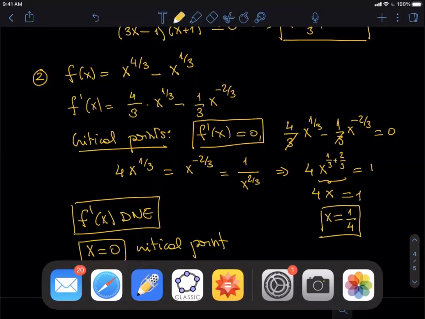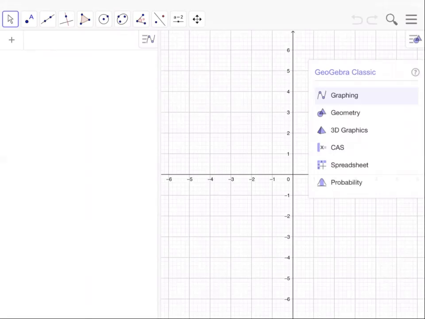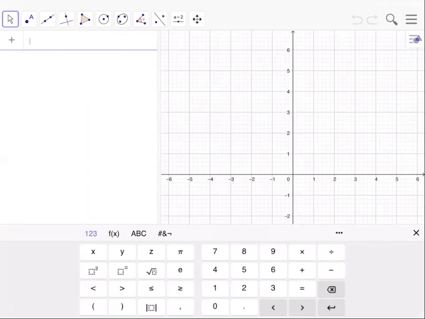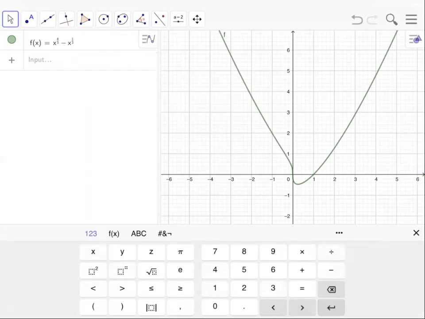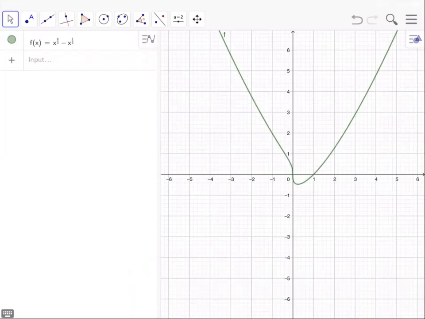Let's plot this function to see what we are computing. So let's say we have x to the power 4/3, and then I'm subtracting x to the power 1/3. That didn't come out right. There, minus x to the power 1/3. There we go. This is how the function is going to look.